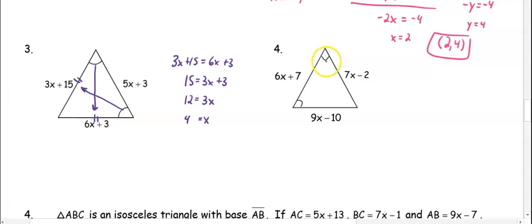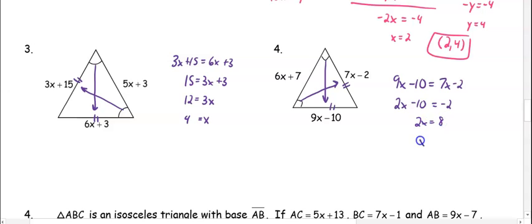In number 4, similar idea. We have our base angles that are congruent, so our legs are also congruent. So 9x minus 10 equals 7x minus 2. So as we solve, we get 2x minus 10 equals negative 2. We can add 10 to both sides. 2x equals 8. Divide. So x is 4.